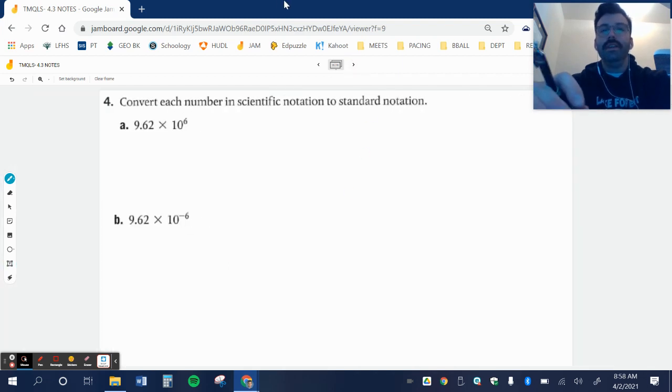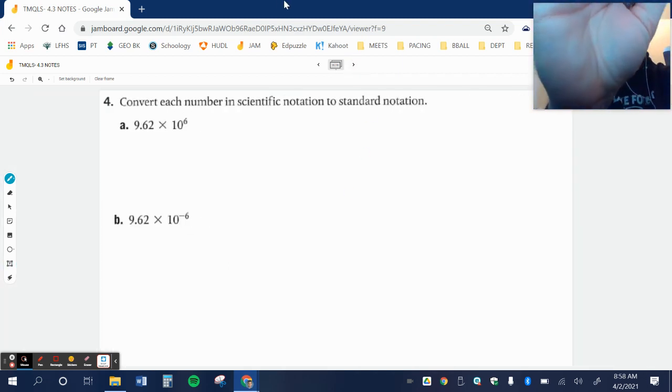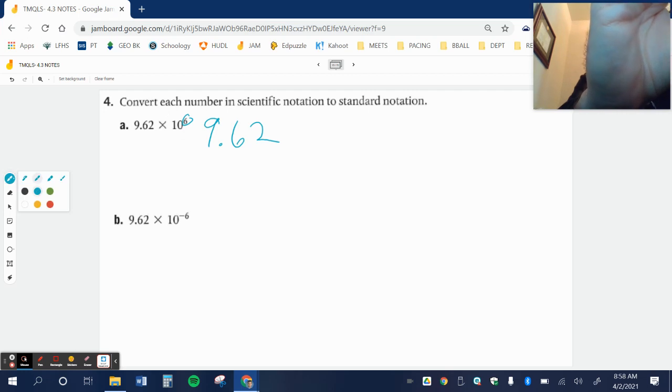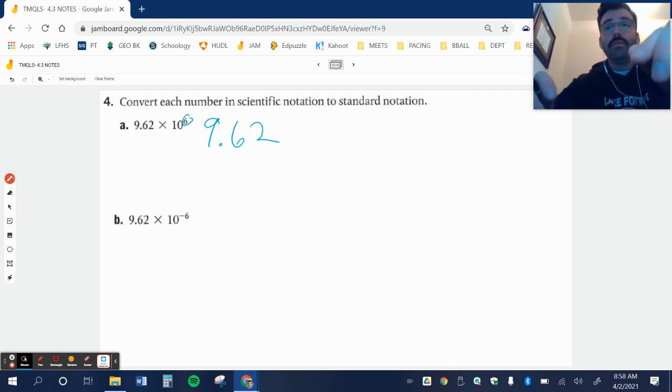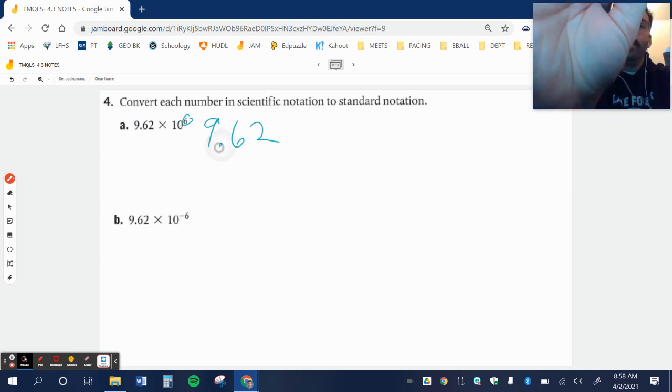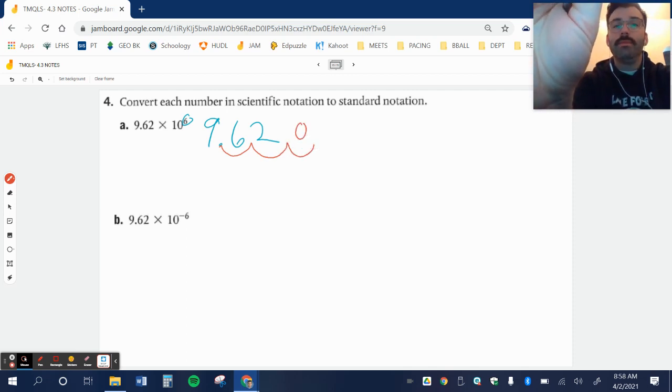All right, so convert each number in scientific notation to standard notation. So I have 9.62 times 10 to the 6. So I want to move this decimal place to the right or the left. Yes, that's right, to the right, because it's a positive 6. So I move it 6 times. 1, 2, 3. And every time I move it without a number, I'm going to put a 0.